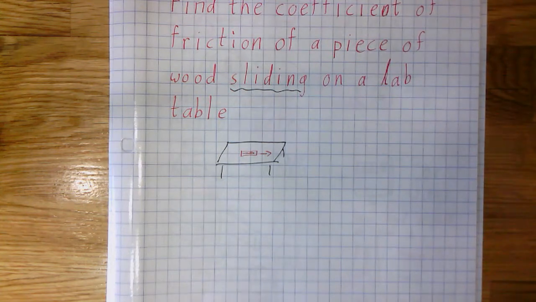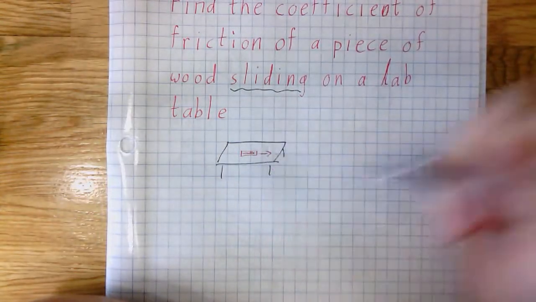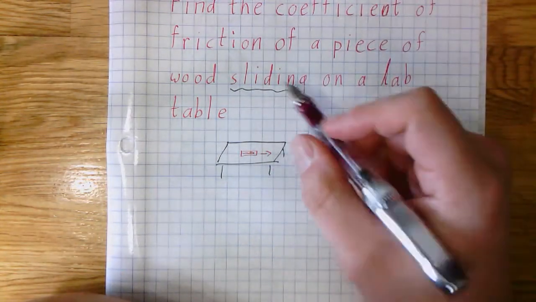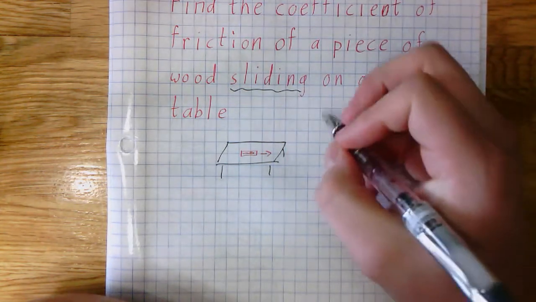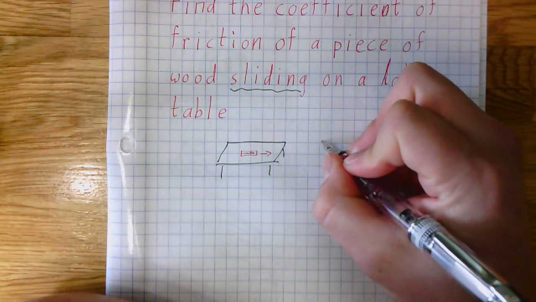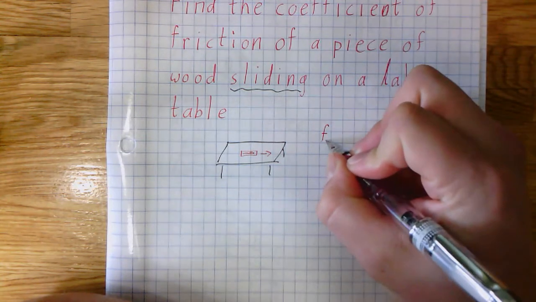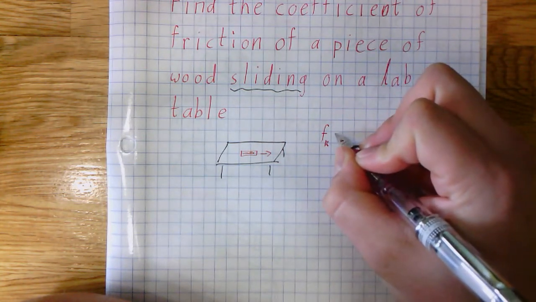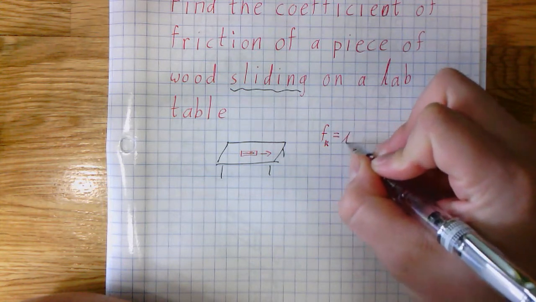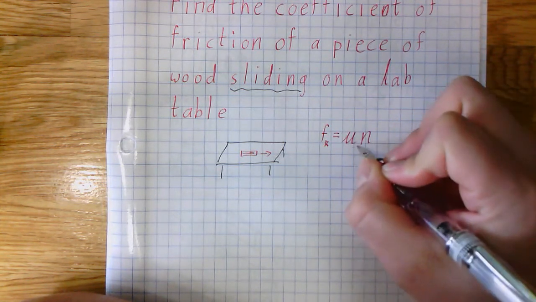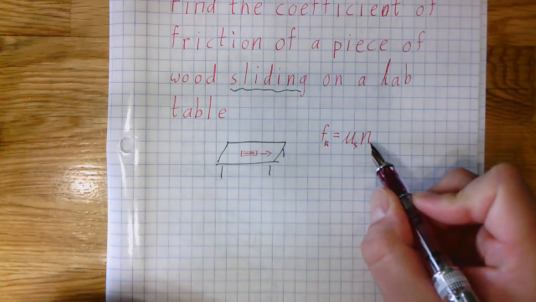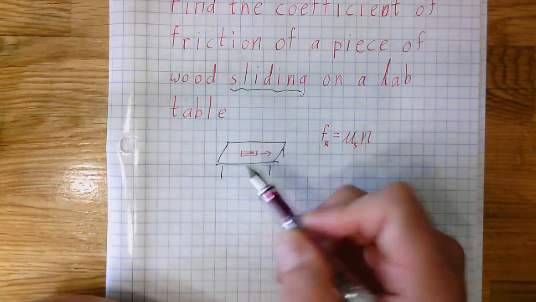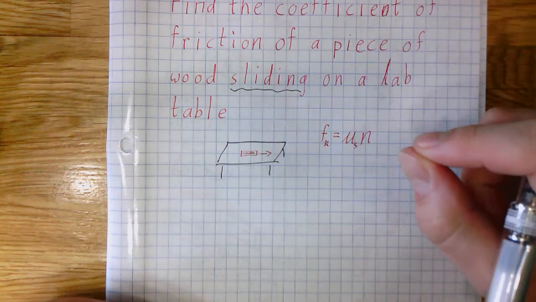This is kinetic friction. So here's our situation. I identified kinetic friction from the question: friction, sliding, kinetic friction. Let's look at the equation for that. Kinetic friction is equal to our coefficient of kinetic friction times the normal force acting between the surfaces, like how hard they're pressing on each other.